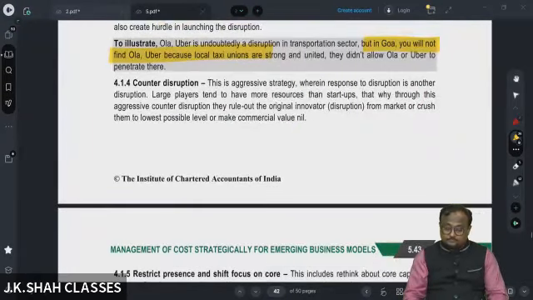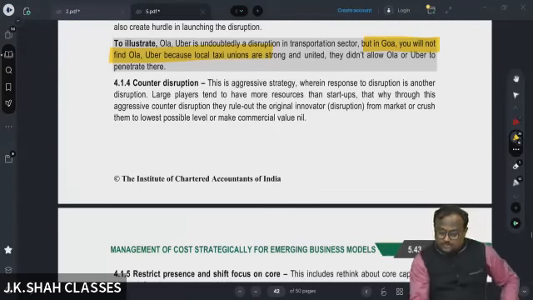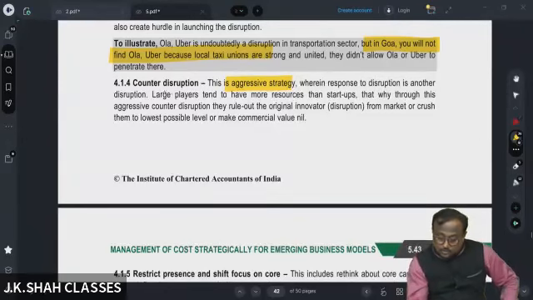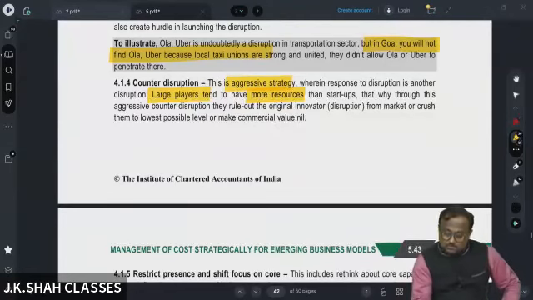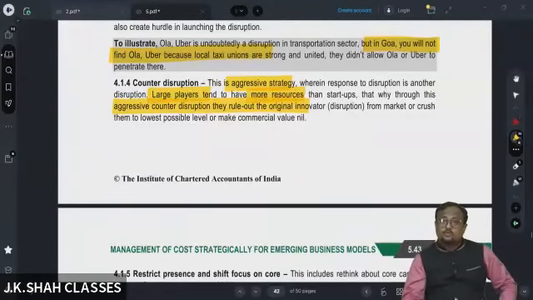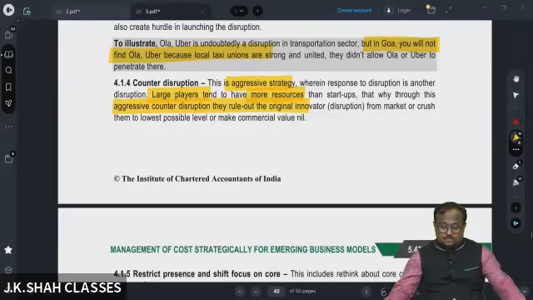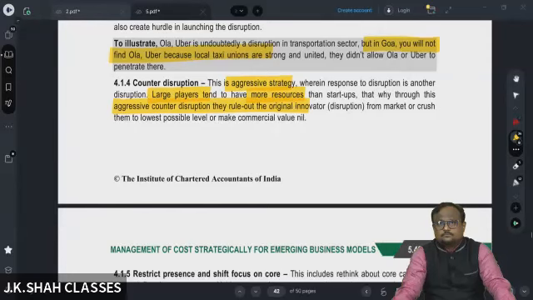Counter disruption. Counter disruption is basically considered as aggressive strategy. Big players will have more resources, so they can always use their resources to rule out the original innovator from the market and crush them at the lowest possible level and make commercial value nil. Counter disruption is don't let the change happen. Don't let the change happen.